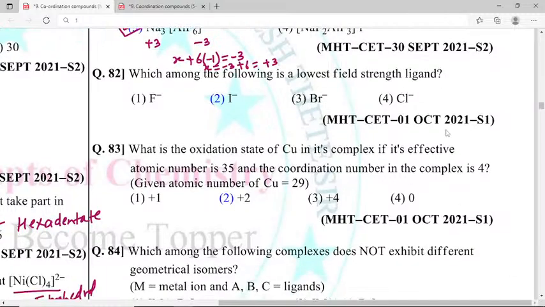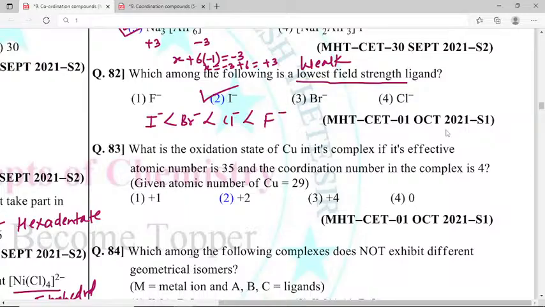Which among the following has the lowest field strength? Lowest field strength stands for the weak ligand. So it is not a strong field ligand, it is a weak field ligand. So what is the weak field ligand? And what is the strong field? This is actually the order here. So what type of order here? This is I minus, next is Br minus, Cl minus, and this is F minus.